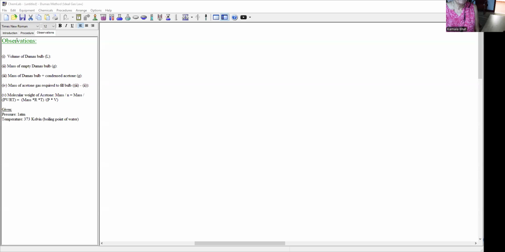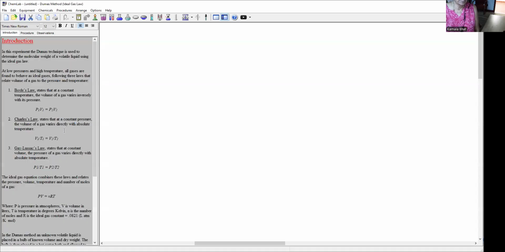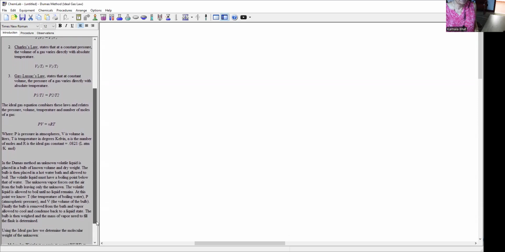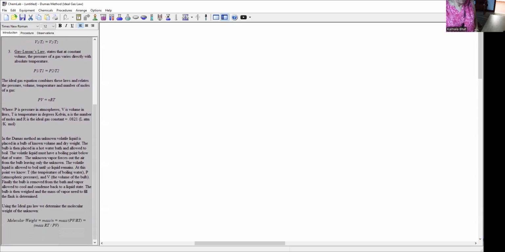With that introduction, I'm going to share my experiment with you so that I can quickly demonstrate. All the statements that I told you about are here under the introduction: Boyle's law, Charles' law, Gay-Lussac's law, and if you go a little below, you will see the Avogadro number. The gas constant is R, and you can see what it is and how it is determined, and the experiment performed. So how do we do that?